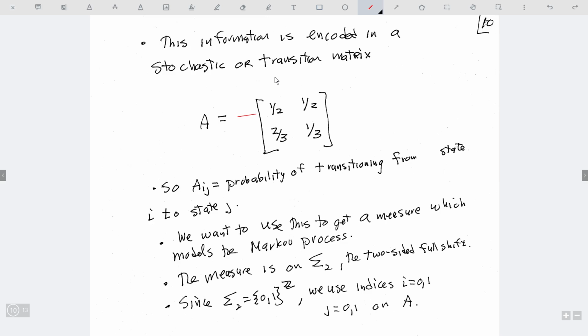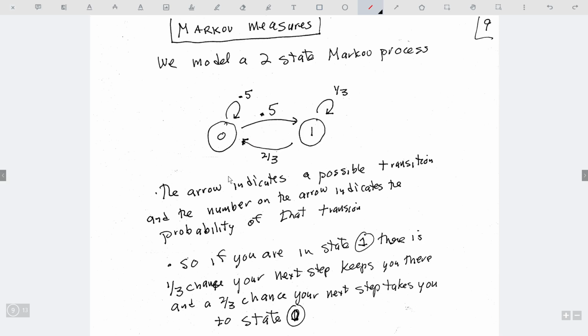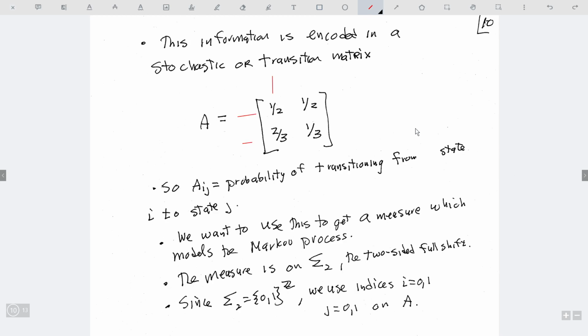This is the input and this is the output. So the probability of going from 0 to 1 is 1/2. The probability of going from 1 to 0 is 2/3, etc. All right, so we get a 4x4 matrix, and notice that the row sums are 1.